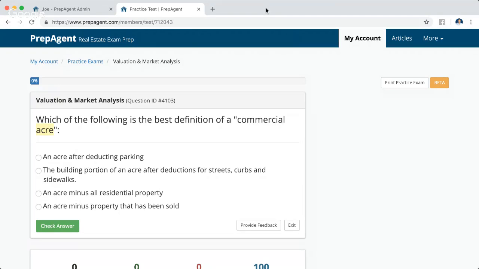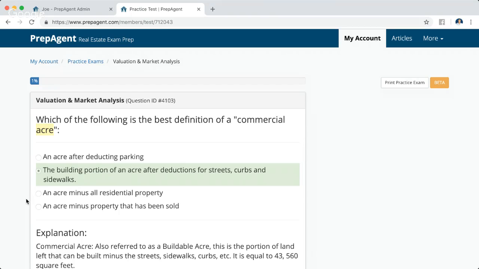Okay, here we go. Which of the following is the best definition of a commercial acre? A, an acre after deducting parking. B, the building portion of an acre that deducts from streets, curbs, and sidewalks. C, an acre minus all residential property. D, an acre minus property that has been sold. And the answer is B.